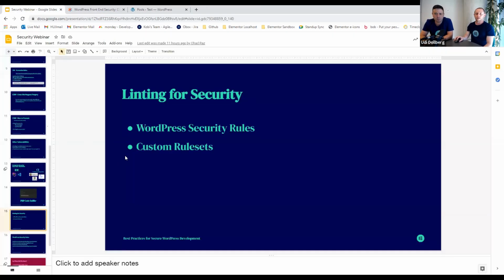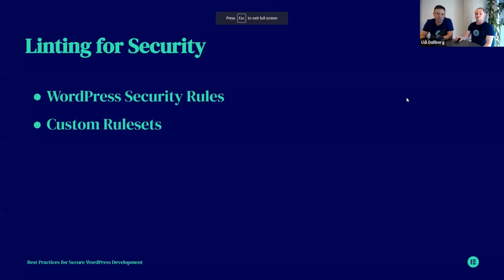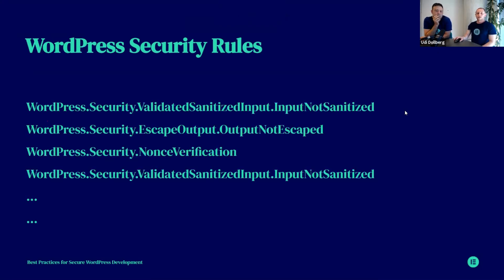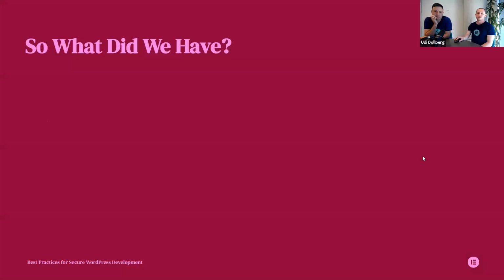And you can write custom rule sets for yourself. I'm sure with a simple Google search, in 5-10 minutes you can learn how to write your own rules, and it can be really helpful for whatever workflow you have. Yeah, these are the rules that we wanted to show you. There's a bunch more, but these are just examples: input not sanitized, output not escaped, nonce verification. Very basic stuff that can really save you from security pitfalls.